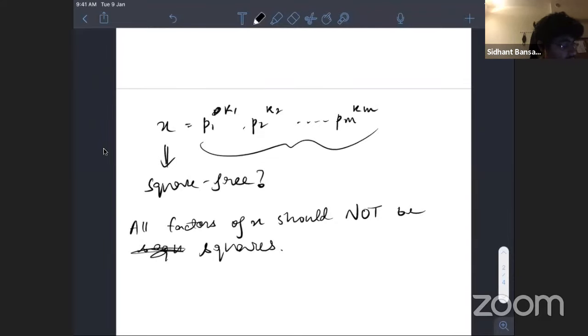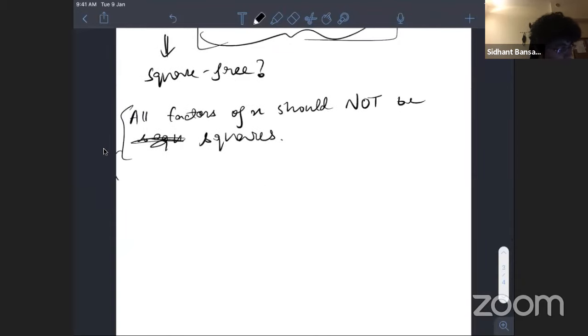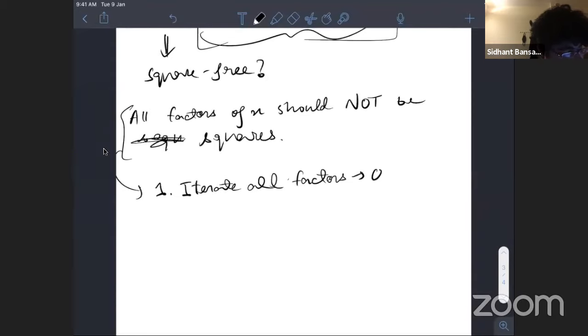But if you didn't think about the prime factorization method, what you would probably do is, the first approach that people would try would be to iterate over all factors, basically pick all the factors, try all the factors and see whether they are square numbers or not, right? The complexity of this thing will be the number of factors of n, right? And for each factor, you will have to actually see whether it's a square number or not.